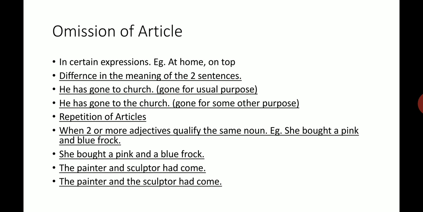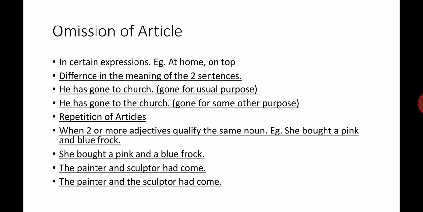Next example of repetition of articles. Now, children, just listen to this. When two or more connected nouns refer to the same person or thing, the article is normally used before the first only. For example, the painter and sculptor had come. Now here it means there's just one person who is a painter as well as a sculptor. So in that case we use it only once before one noun.